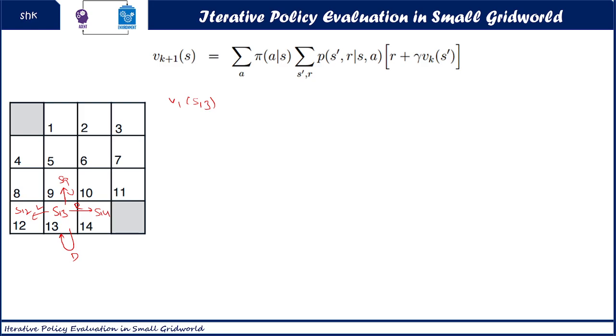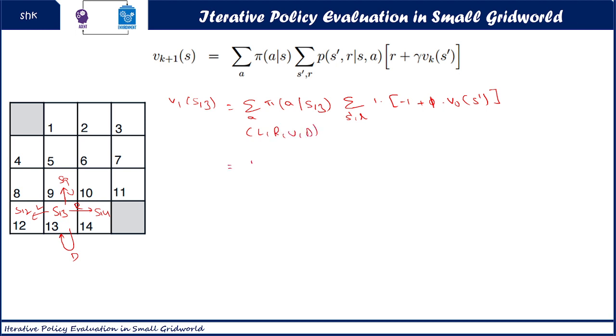So now the value function for S13, that is V1 of S13, we can write as summation of all the actions, probability of a particular action from state S13, summation of S dash R, the probability of transition from state to state is 1, reward is minus 1, discount factor is 1, and V naught of the next state depending upon the action. Here the actions which we are going to consider are left, right, up, down.